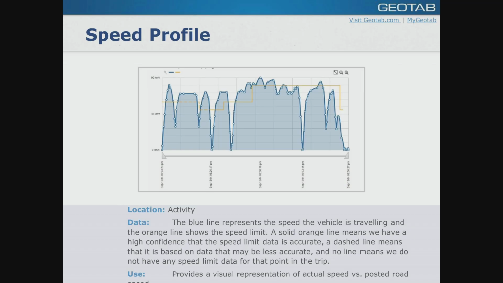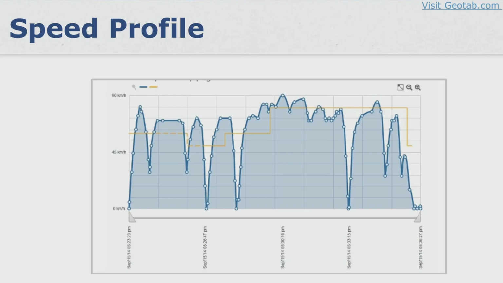All right, a speed profile report. This is a kind of neat little graphical view of what the speed looks like. A note on this, you have two different types of lines here. These are your posted road speeds. If you have a dotted line, which you can see on the first part here, your dotted line is identified as an estimated posted road speed.